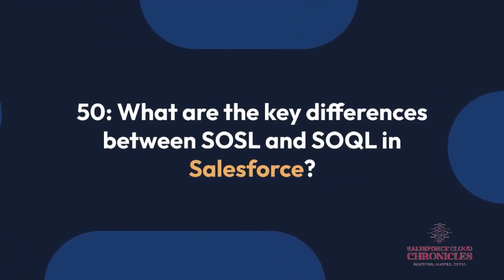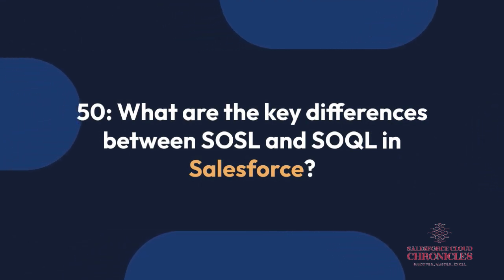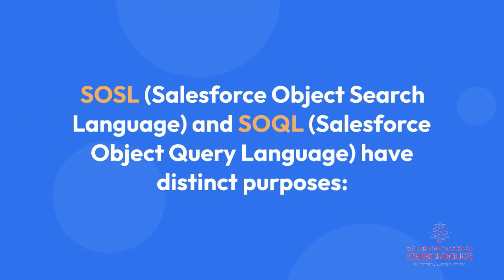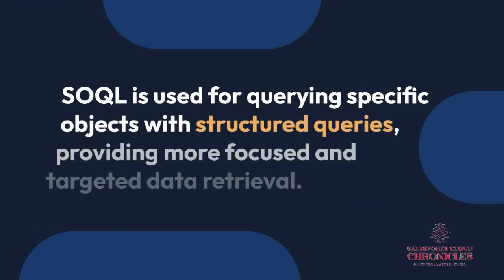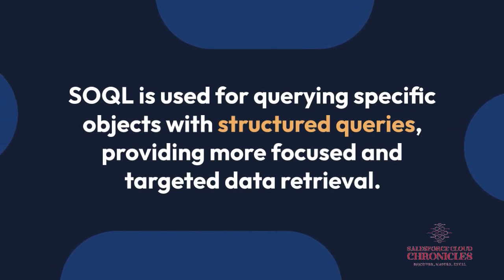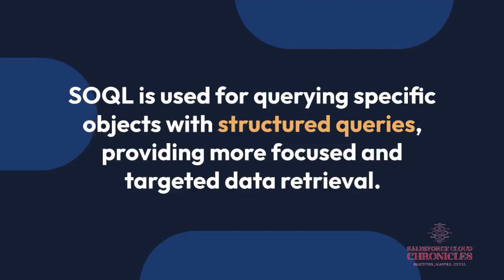Question 50. What are the key differences between SOSL and SOQL in Salesforce? SOSL, Salesforce Object Search Language, and SOQL, Salesforce Object Query Language, have distinct purposes. SOSL is used for searching across multiple objects simultaneously, making it suitable for keyword-based searches across various object types. SOQL is used for querying specific objects with structured queries, providing more focused and targeted data retrieval.